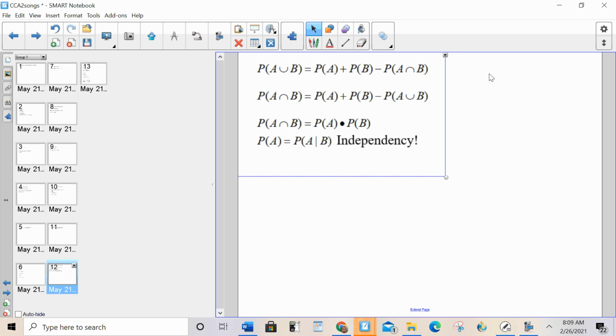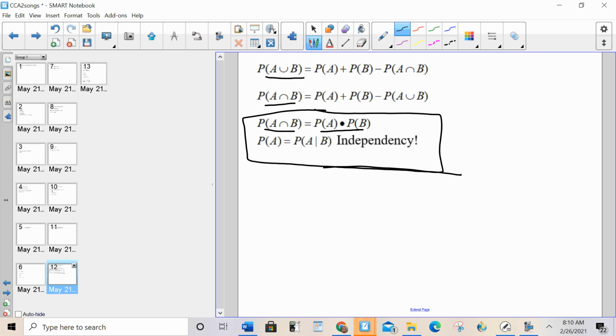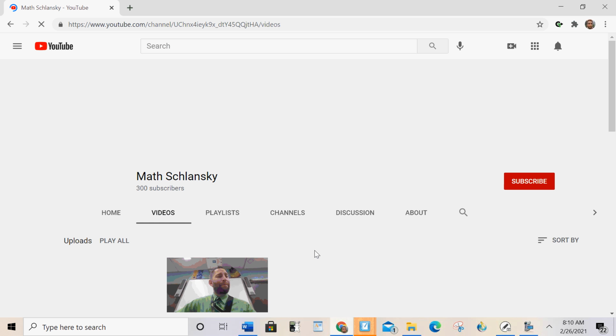All right, so these are the formulas that you need to know in this unit. The first two we're going to be talking about in the next lesson, the formula for or and the formula for and. The two bottom ones are what we're going to be talking about today, and these are the two different formulas to determine independence. So there's P of A and B equals P of A times P of B, and then P of A equals P of A given B. So to help us remember all this, we have a song.